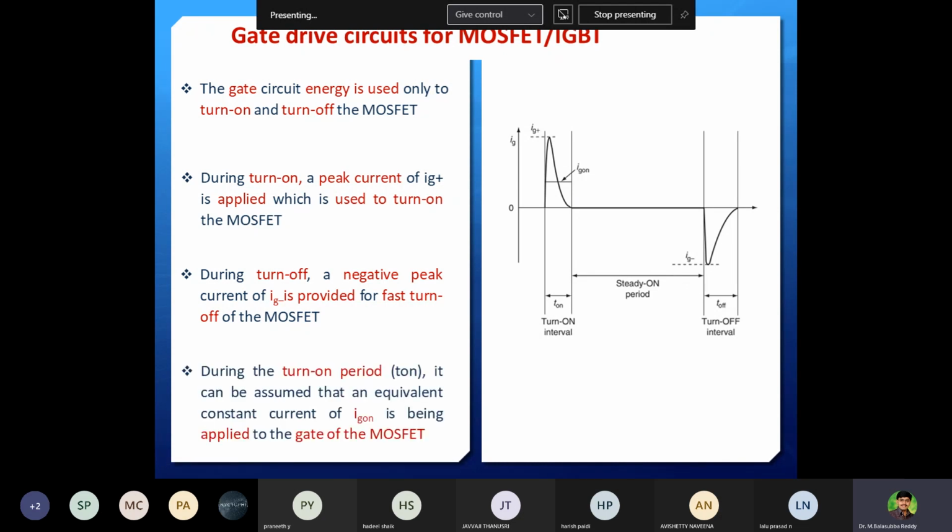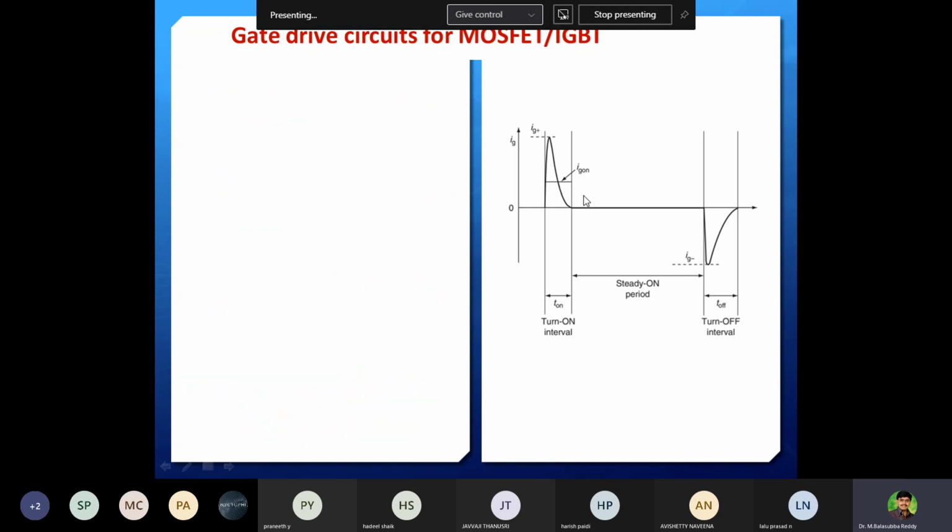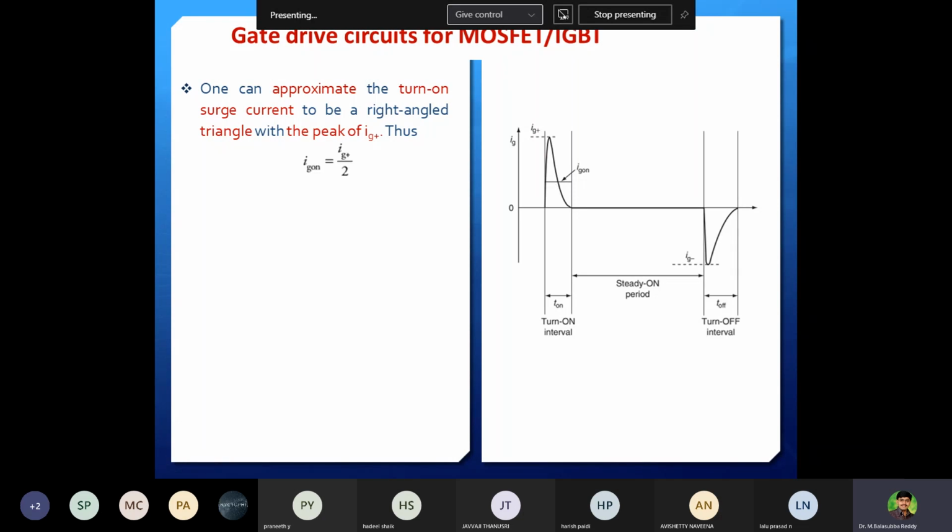During the on period, assume that the equivalent constant current of IG on is being applied to the gate of the MOSFET. So IG on is nothing but the average of this point. We will see that value also. One can approximate the turn on surge current to a right angle triangle. If you see it like a triangle, the peak is IG plus, then IG on is nothing but the peak divided by 2, that is IG plus by 2.